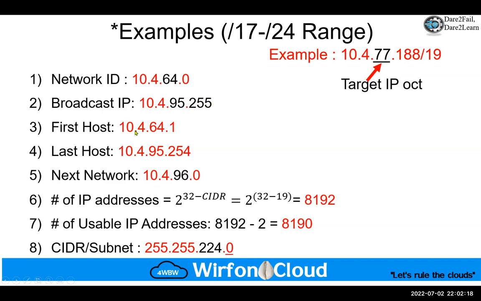And the first host is the network ID +1. So you get 10.4.64.1. And you have the last host, which is the broadcast IP -1. So you get 10.4.95.254. Any questions on this one?